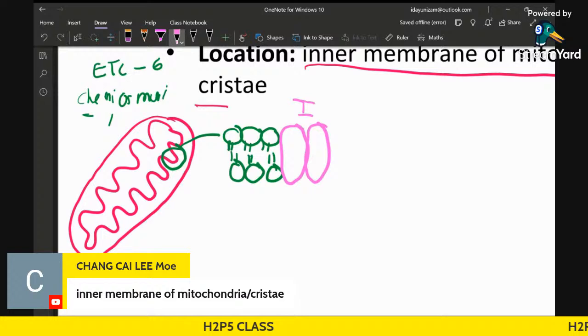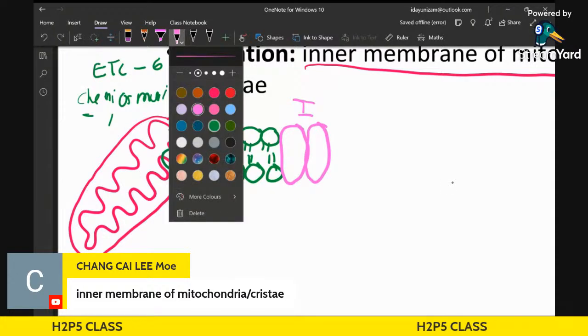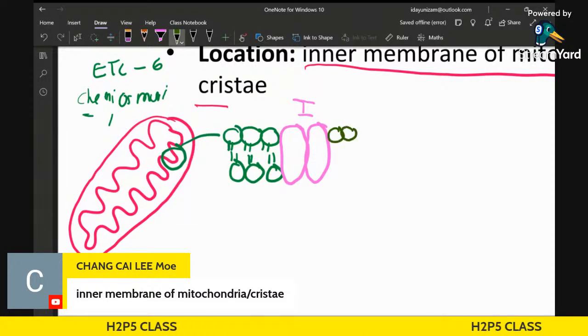Okay, so start with NADH dehydrogenase. The second one, as you can see here, teacher wants you to sketch together with me so that you understand the structure. Remember, class, where does this take place? In the inner membrane of mitochondria, or cristae.